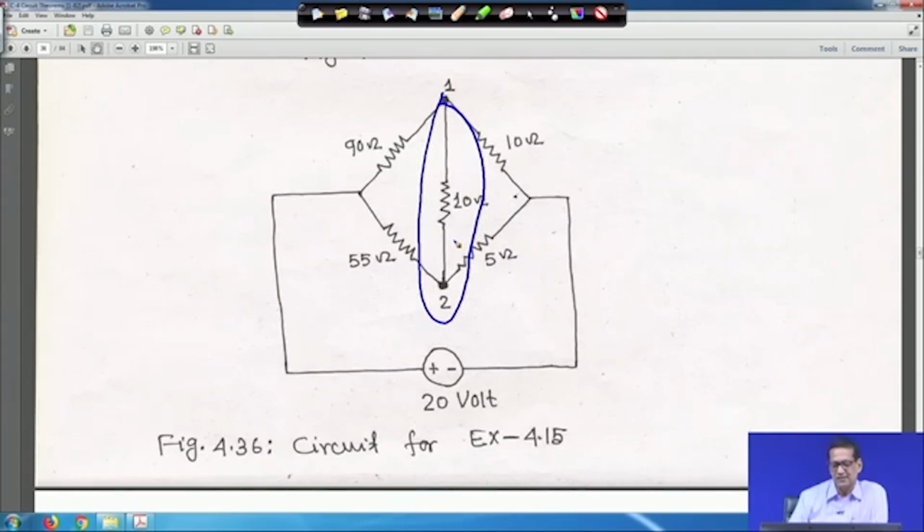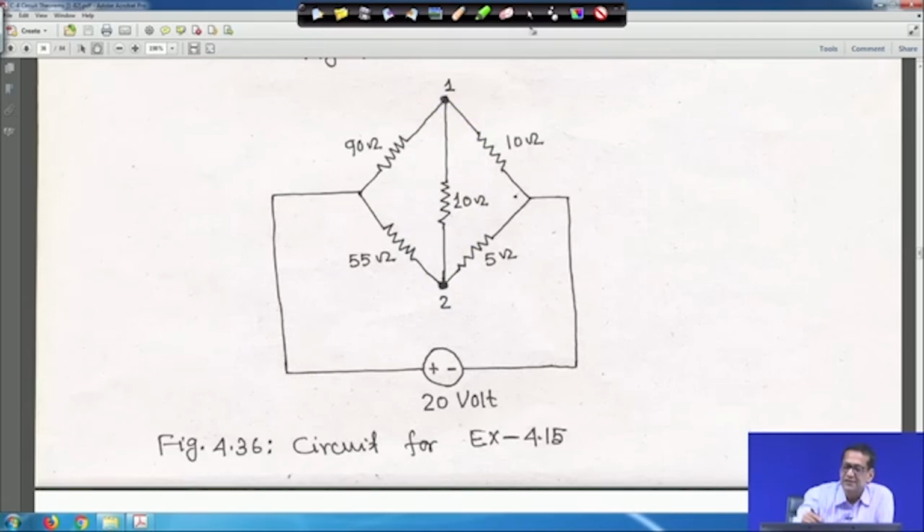You have to find out the current through this 10 ohm resistance, and this voltage is given as 20 volt. The question is, when you have to find this, first you have to remove this 10 ohm resistance, that means make it open circuit to get the open circuit voltage, which is the Thevenin voltage, and then you also have to find the R Thevenin resistance.